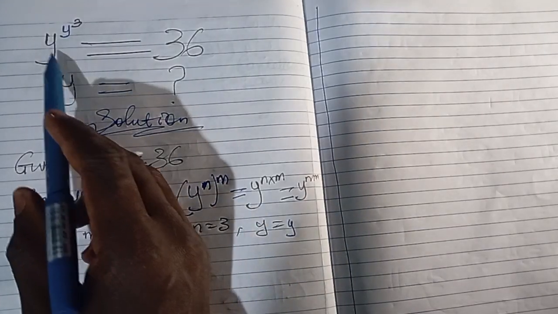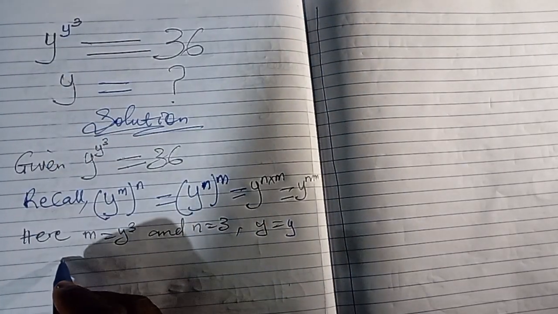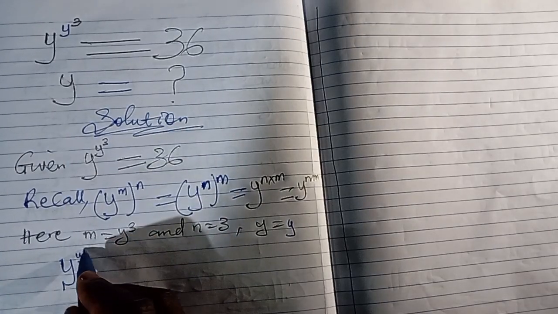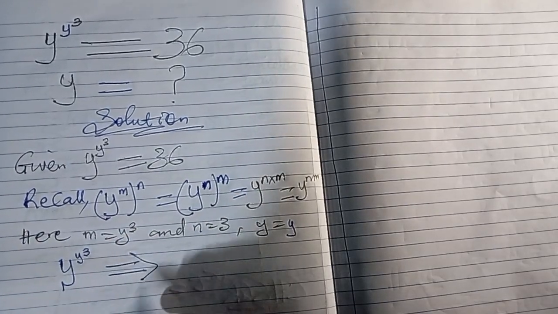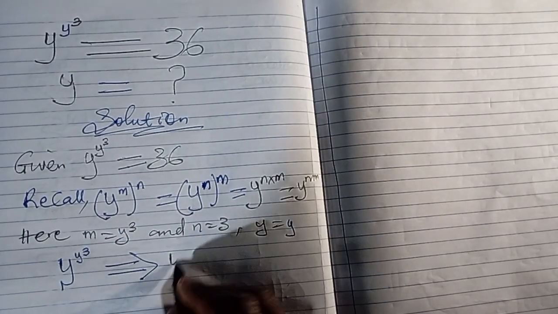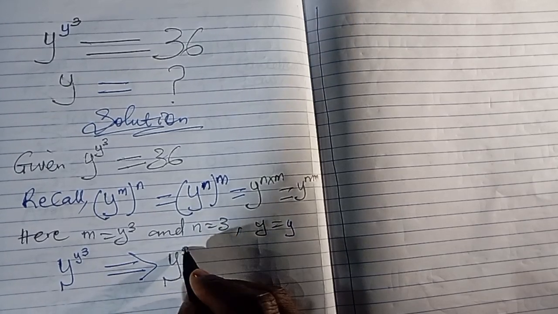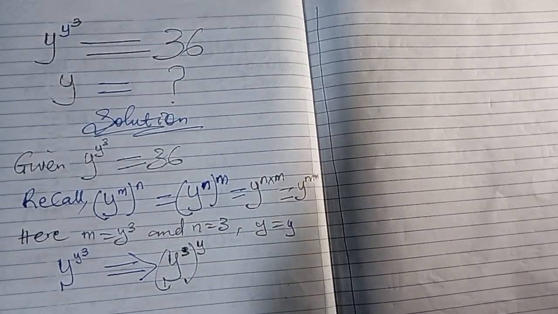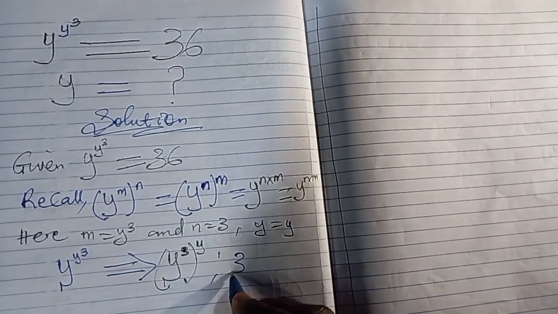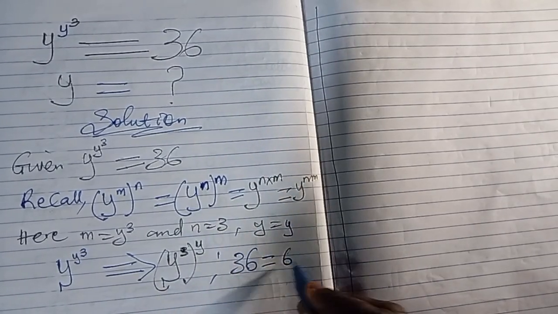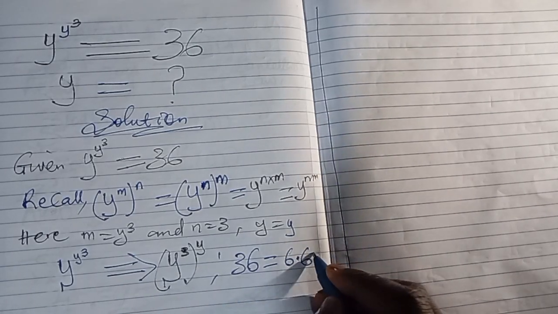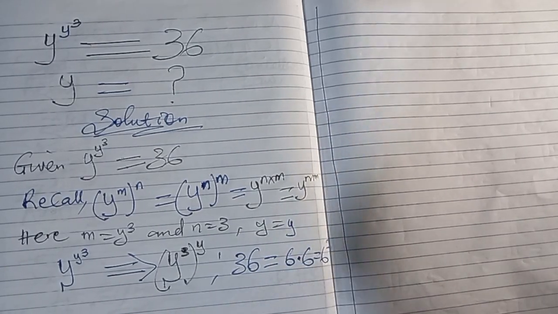So let's re-express this. We can now have y raised to power y raised to power 3 expressed as y raised to power 3, raised to power y. Similarly, 36 is also 6 multiplied by 6, which is 6 raised to power 2.